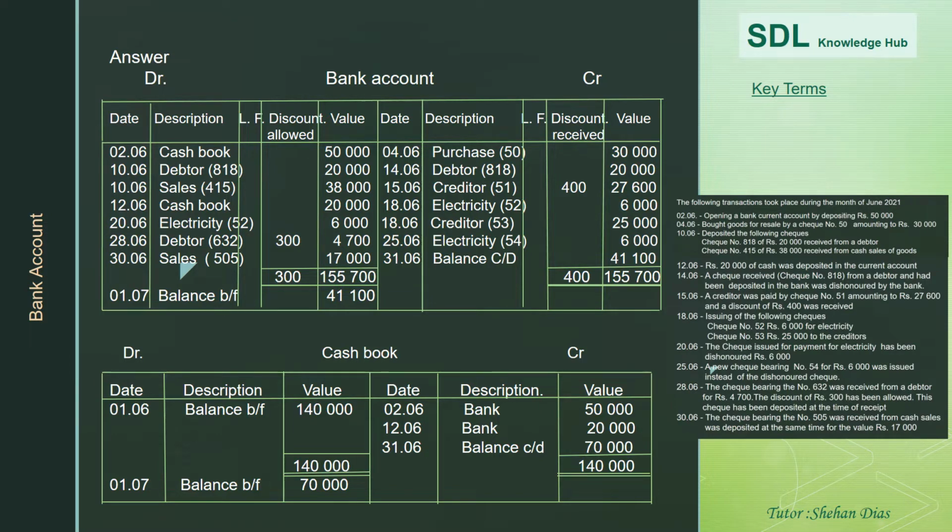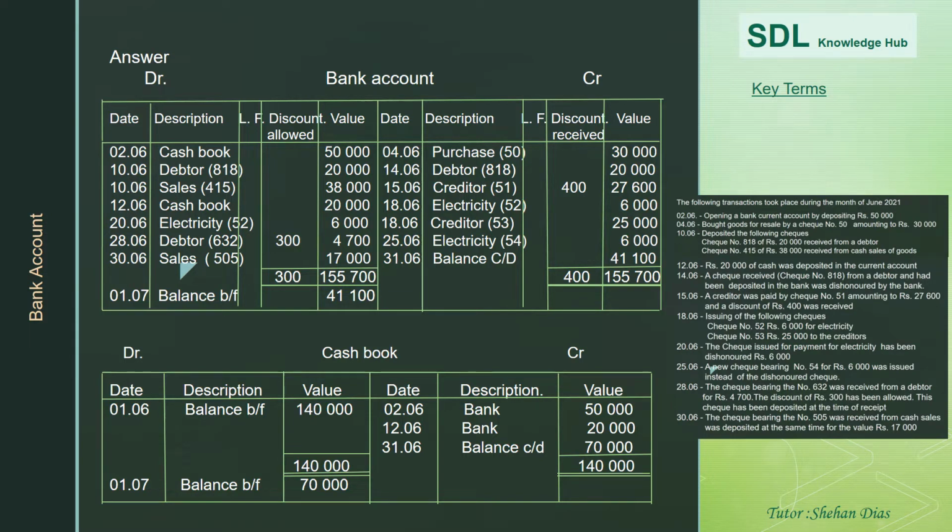On the 2nd of June, opening a bank current account by depositing 50,000. So the bank account money increases, asset increases, will be debited for 50,000. In the cash book, the cash book will get created. So always the description will be the other ledger account, in this instance the cash book.